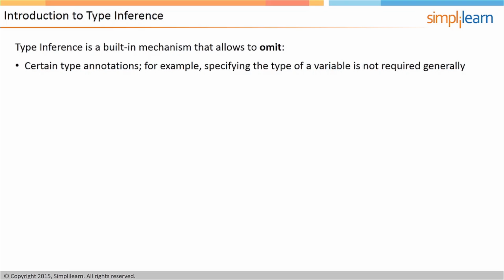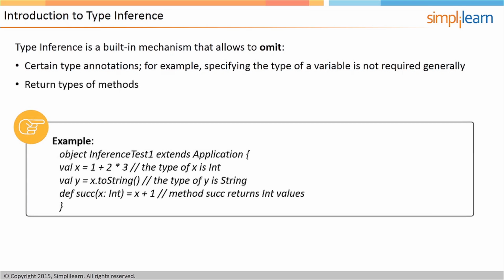Scala provides a built-in mechanism called type inference, using which you can omit certain type annotations. Therefore, for example, it's generally not required to specify the variable type, as the compiler can deduce it from the initialization expression of the variable. In addition, you can also omit return types of methods, as they correspond to the body type and can be inferred by the compiler. An example to define type inference is given on the screen.